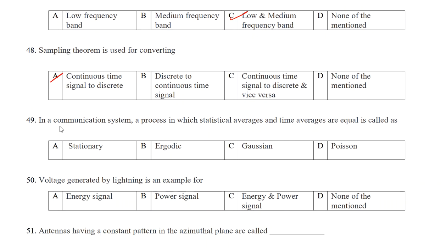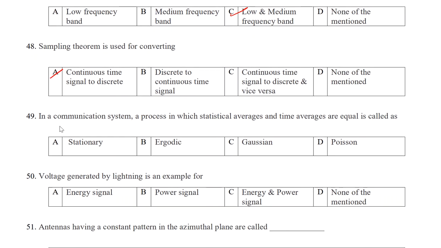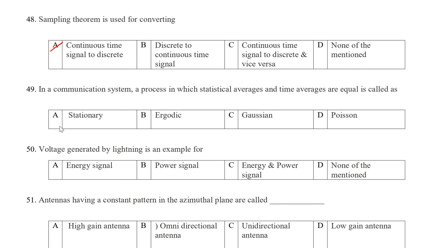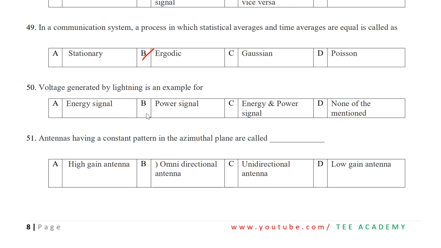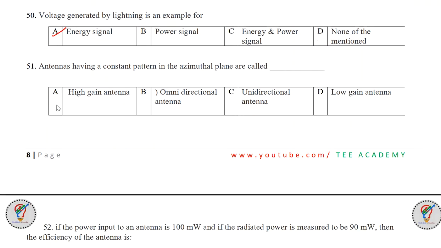49th question. In a communication system, a process in which statistical averages and time averages are equal is called ergodic. Next one, 50th question here. The voltage generated by lightning is an example of an energy signal here. 51st question: antennas having a constant pattern in the azimuthal plane are called omnidirectional antennas, so that is B.